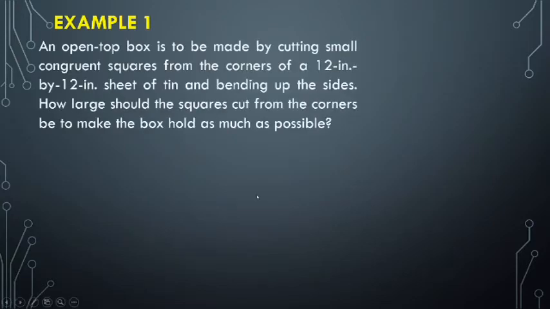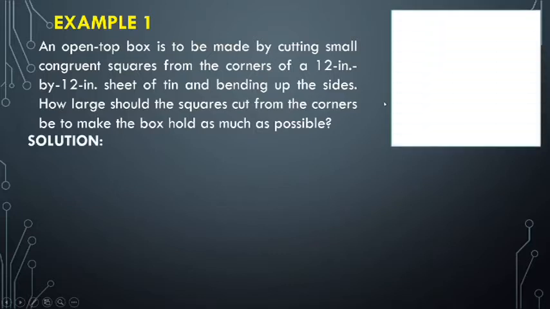Example number one: an open top box is to be made by cutting small congruent squares from the corners of a 12-inch by 12-inch sheet of tin and bending up the sides. How large should the square cut from the corners be to make the box hold as much as possible? As a solution, pakita na muna natin what is being given. Ang kukunin natin is an open top box made from cutting small congruent squares from the corners of a sheet of tin, 12-inch by 12-inch yung size.